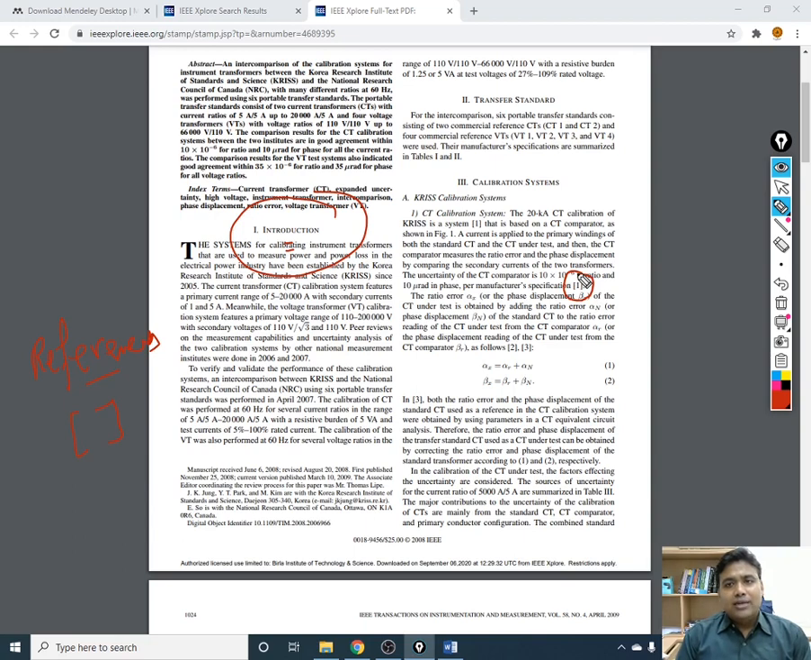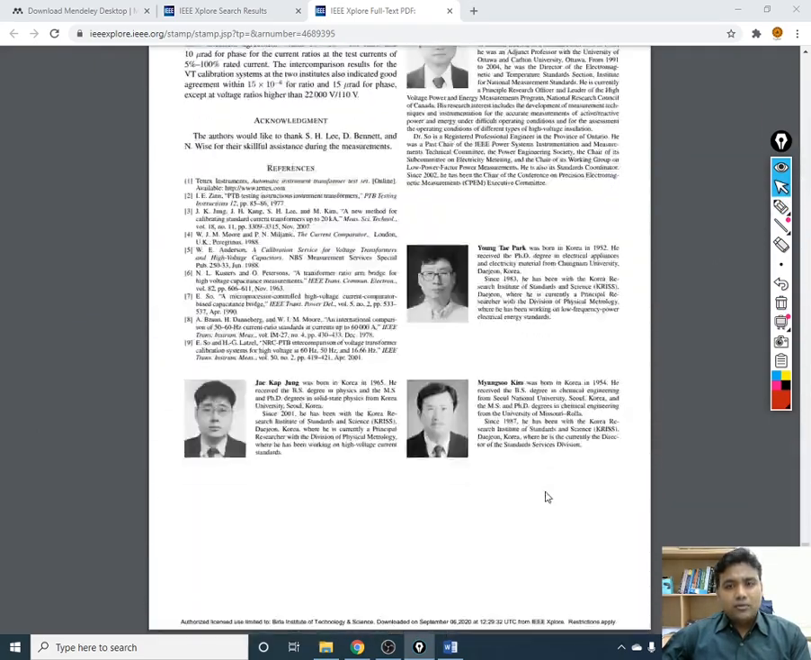Here he has told that reference number 1. So all the references, if you see, are given at the bottom. So when you go through the paper, you have to go through these references as well to elaborate your research and go very deep into that. So here also you can see where the research has been published.